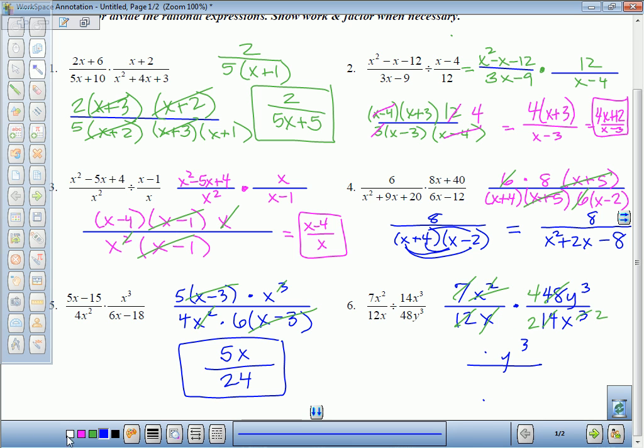Shame on me. So 2 and 4. 2 goes into 2 once, 2 goes into 4 twice. So what I'm really left with is 2y cubed. And in the denominator, I'm left with an x squared.